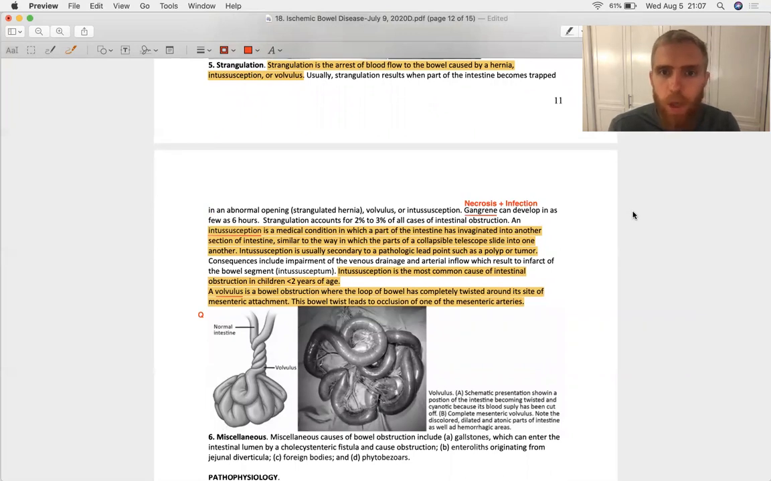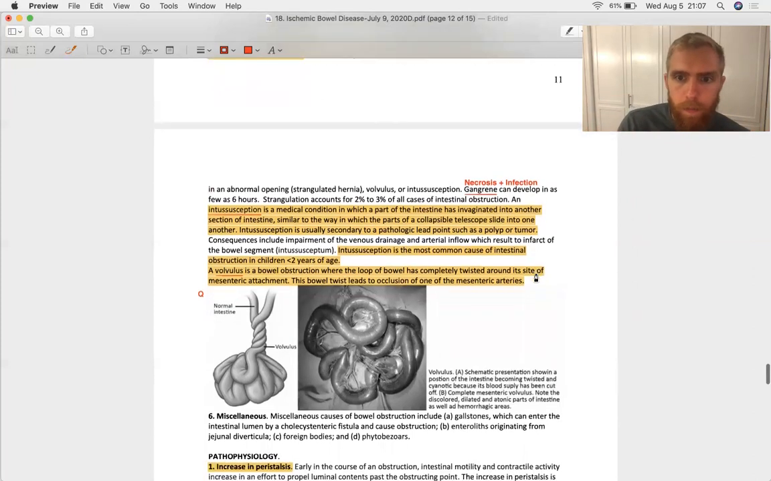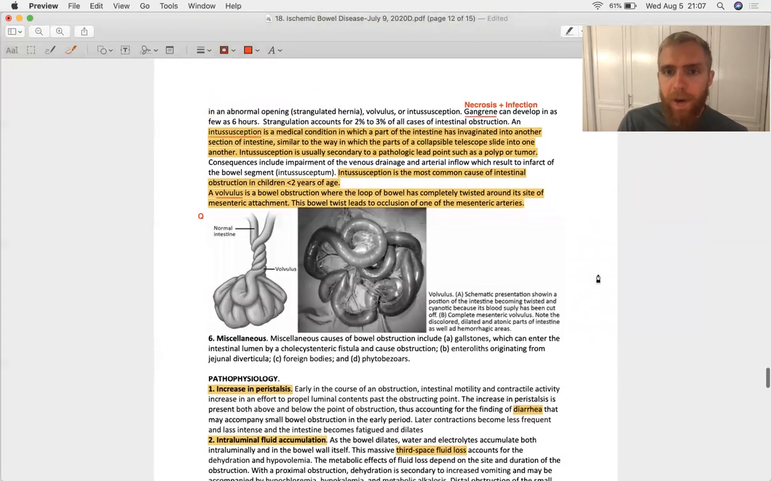Strangulation, again, is the arrest of blood flow to a herniated section of bowel. Although you can also see strangulation in intussusception and volvulus. Anytime you have a part of the bowel that's pinched down on two sides, not just one side but two sides, then the part of the bowel that's ischemic in between the two different spots that have been pinched, that's going to be your strangulated portion of bowel. So it's really easy to get gangrene down there, which is, again, necrosis with infection on top of it. There's a lot of microbes in the gut.